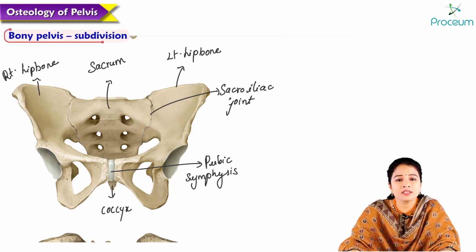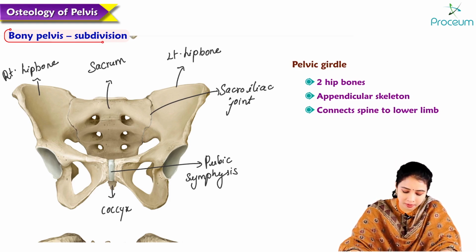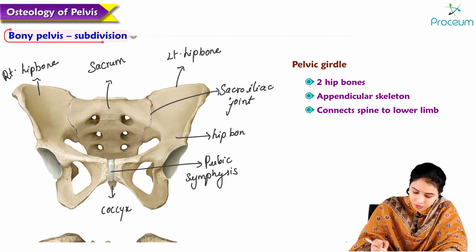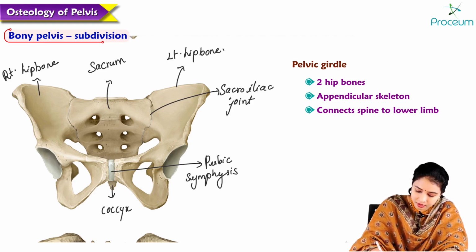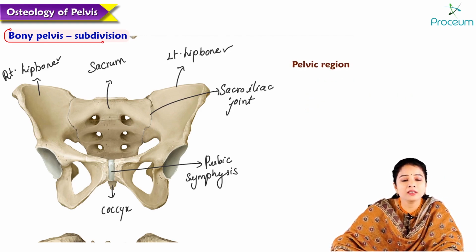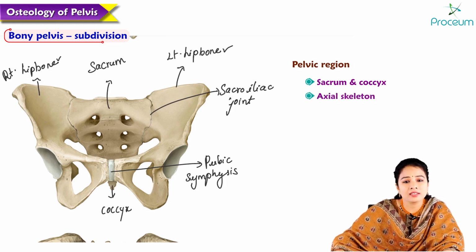So the bony pelvis is subdivided into the pelvic girdle. The pelvic girdle is formed by the two hip bones, which is the appendicular skeleton, which connects the spine to the lower limb. So these two hip bones, right and left, form the appendicular skeleton, that is the pelvic girdle. And the pelvic region of spine, that is sacrum and coccyx, forms the axial skeleton.